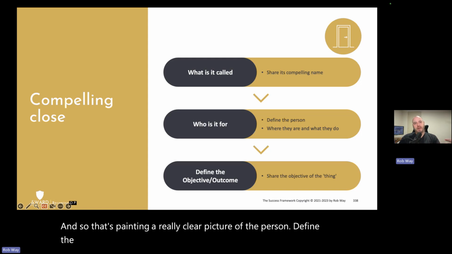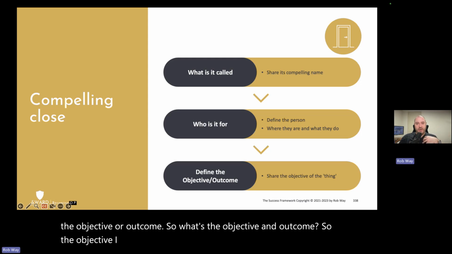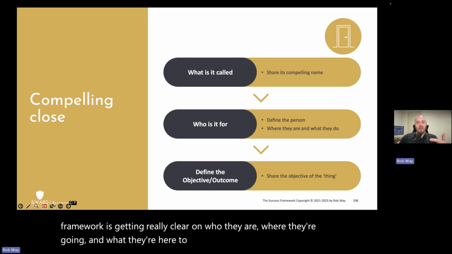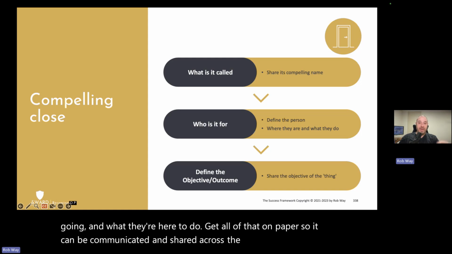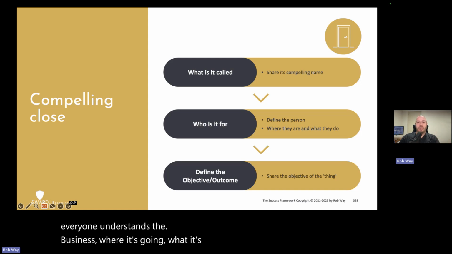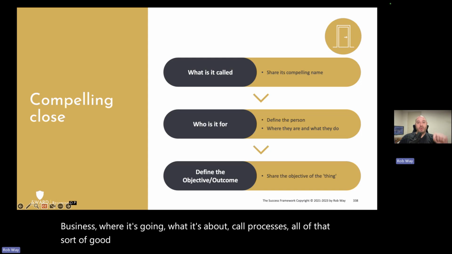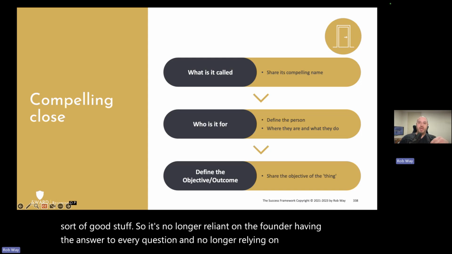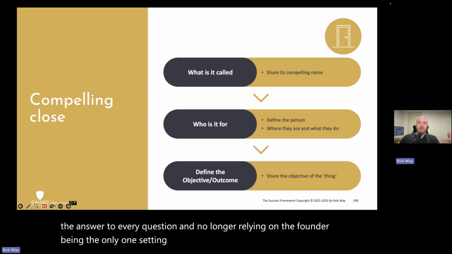Define the objective or outcome. So what's the objective and outcome? The objective I have for everyone participating in the success framework is getting really clear on who they are, where they're going, and what they're here to do. Get all of that on paper so it can be communicated and shared across the business and ensure everyone understands the business, where it's going, what it's about, core processes, all of that sort of good stuff. So it's no longer reliant on the founder having the answer to every question, and no longer reliant on the founder being the only one setting the direction and being the single point of failure in the business.